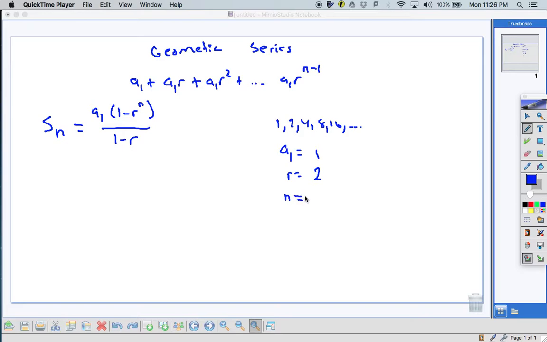And we need to have an n. Let's say that we want to know the sum of the first 100 numbers. So we're going to make n 100. We're actually going to add up the first 100 numbers in this pattern. So n is 100, and now I go ahead and plug it in here.